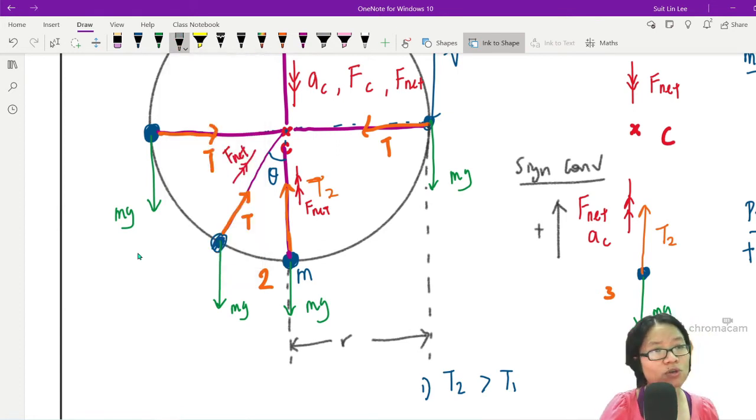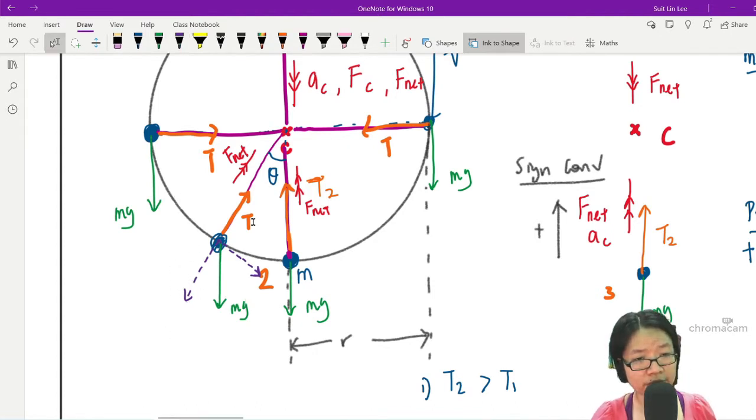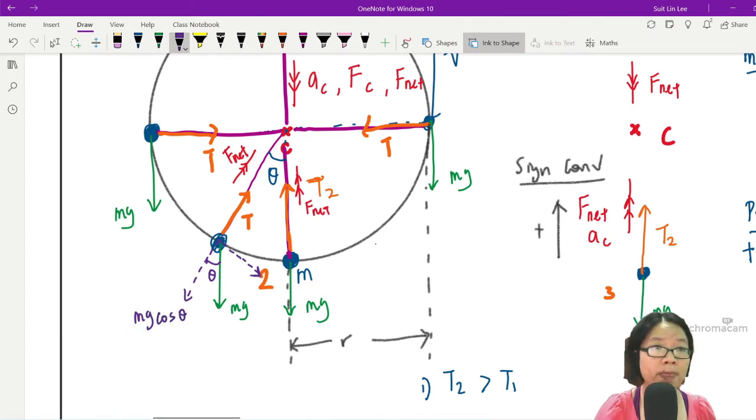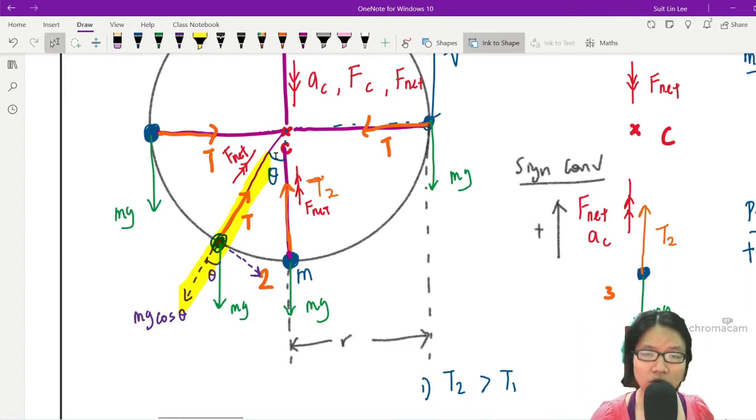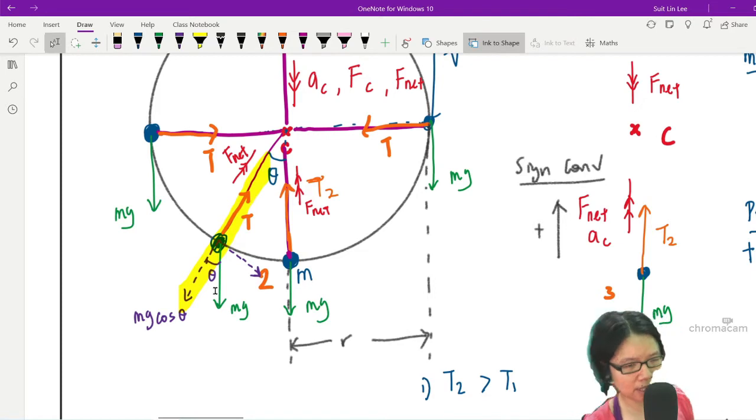Okay, so we're going to resolve mg now. Let me pick out a different color. I'm going to resolve mg, one in this direction and one in this direction. The reason for resolving like this is so that whatever this component is, it will cancel off with T. So this one is our theta. If you split mg into 2, this will be mg cos theta. Again, I'm going to think about the direction of force. The direction of net force is pointed towards the center of the circle, and the forces in line with this direction will be T and mg cos theta.